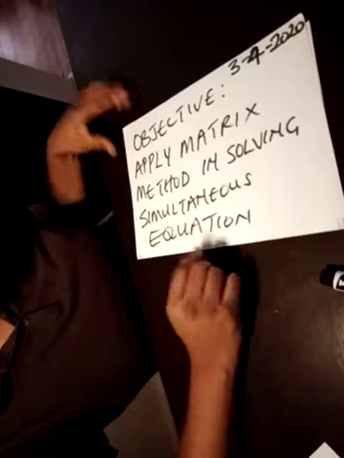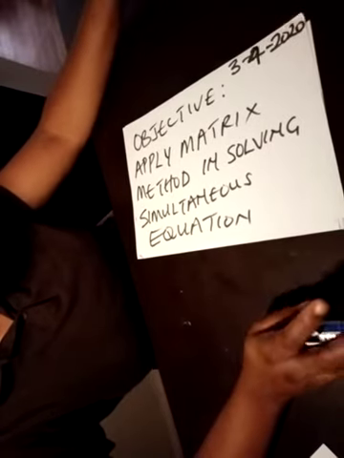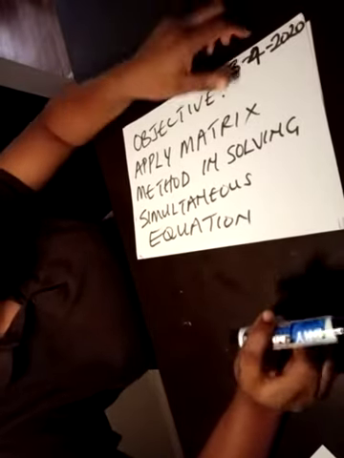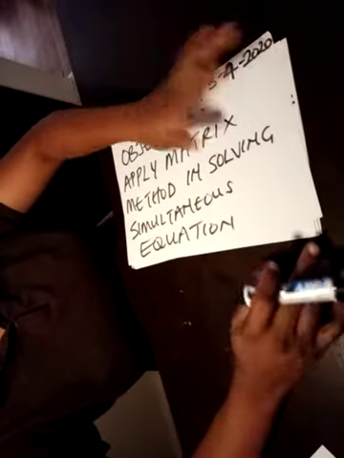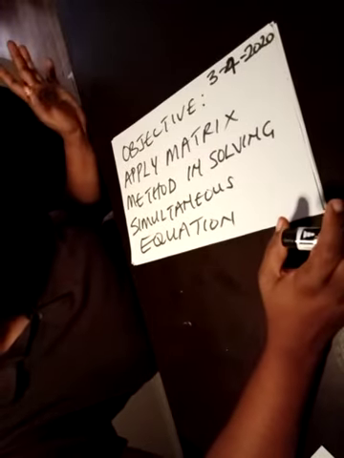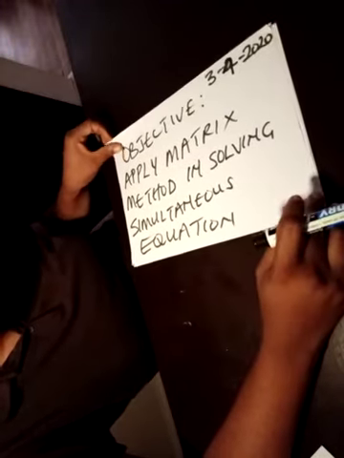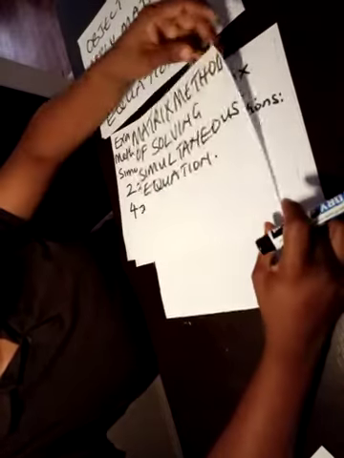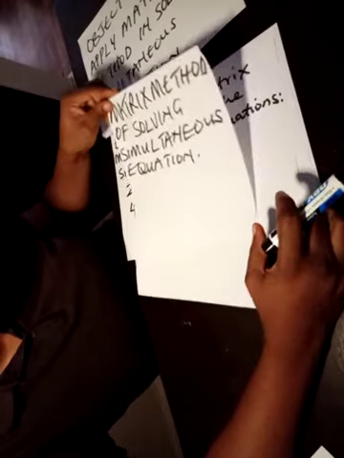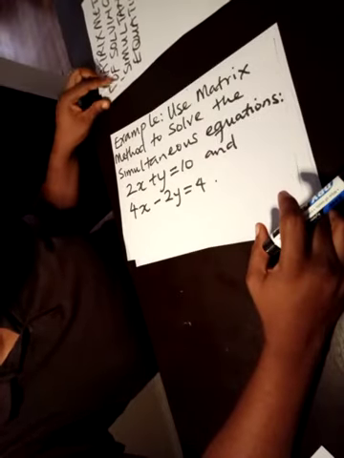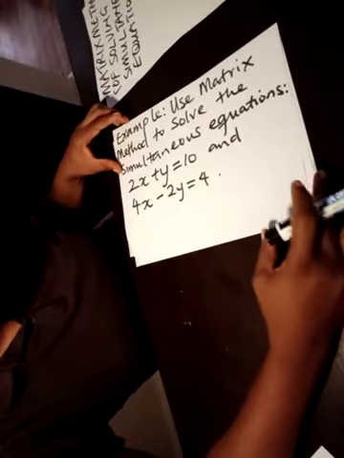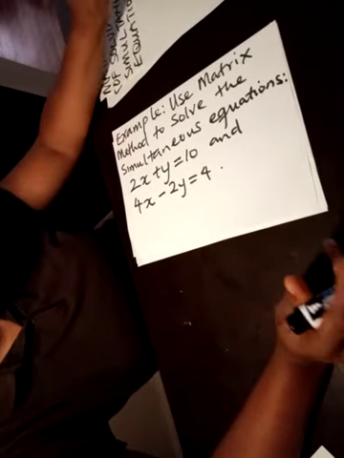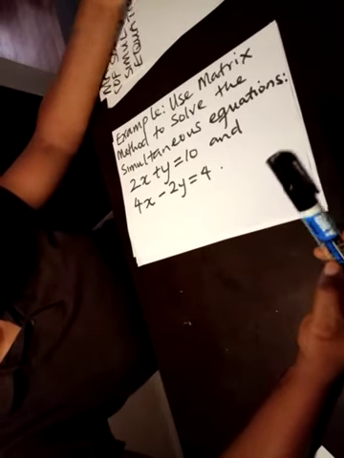Today we are looking at applying the matrix method in solving simultaneous equations. I believe you can write your notes now. So that is what we are doing today. We are going to look at the matrix method of solving simultaneous equations. So how do we solve using simultaneous equations? Now let's look at this example.